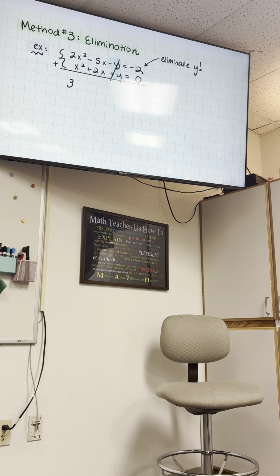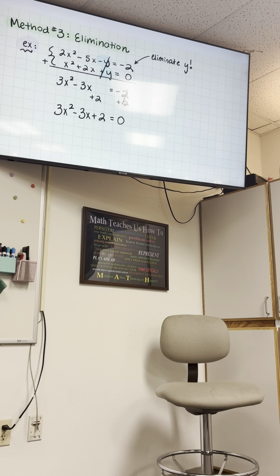So then this becomes 3x squared minus 3x is equal to -2. And if I add over that 2 to put this guy in standard form, we have 3x squared minus 3x plus 2 is equal to 0. And guess what? We're going to do the same thing we did with substitution. We're now going to solve this using any quadratic method. Again, it's kind of a pick your poison type thing.